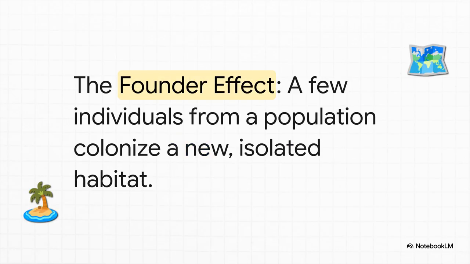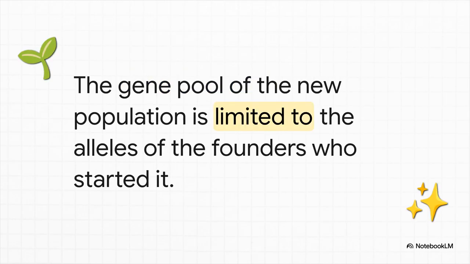This second classic scenario is the founder effect. This is what happens when a small group breaks off from the main population and goes to start a new colony somewhere else, like on a remote island. The entire genetic future of this new population now rests on the shoulders of those few founders. So if one of those founders just happened to carry a really rare allele, well, that allele could suddenly become super common in the new population, way more common than it ever was back home.